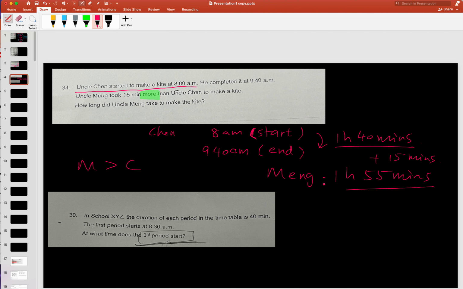When you get your answer here already, that means basically this is your analysis. 这是你分析出来的。So now you look at the question. What the question wants is Meng, right? Then you look at your analysis and give your answer. So Meng is here, right? So that's why you write down the answer is 1 hour and 55 minutes.